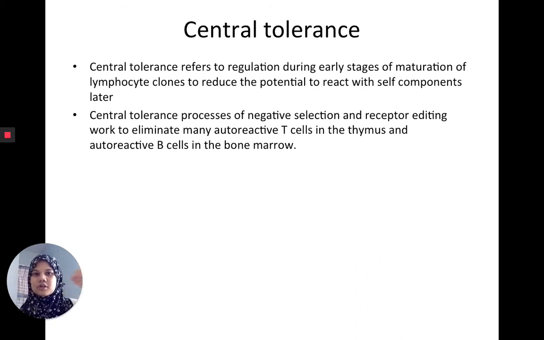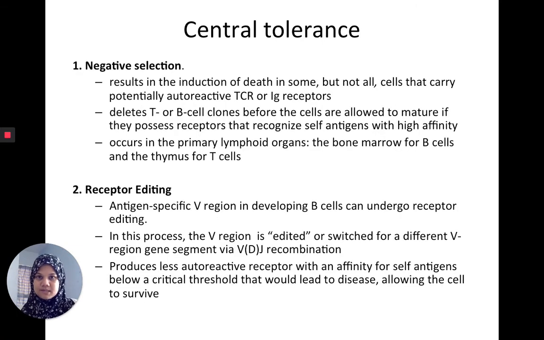But first, the central tolerance, which is the prevailing idea, and it's still true, is that basically a lot of the tolerance is developed in the early stages of lymphocyte development, even in the beginning when we talk about clonal deletion, right? So that happens because any of the clones that's carrying a particular receptor that can recognize the self-antigen will be deleted. So it's a process of negative selection and receptor editing to eliminate any autoreactive T cells. Sorry, not any, but many, not all of them, but many of them will actually be eliminated at a central level, either in the thymus for the T cells or in the bone marrow for the B cells.